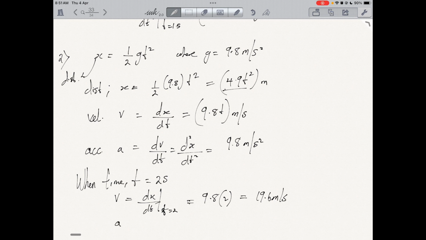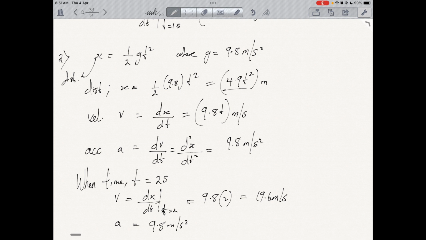However, the acceleration will remain the same because there is no variable t here. Therefore, the acceleration is still 9.8 meters per second squared, which is called acceleration due to gravity.